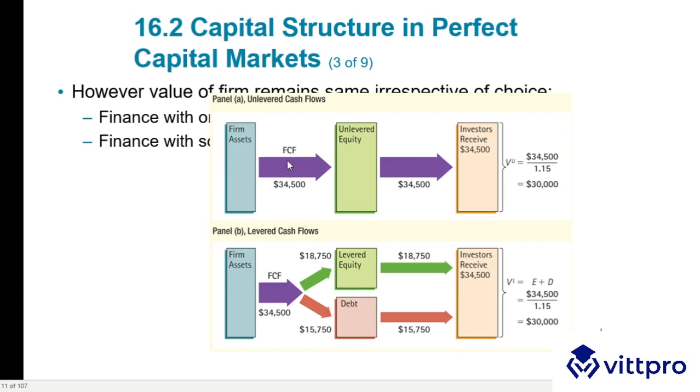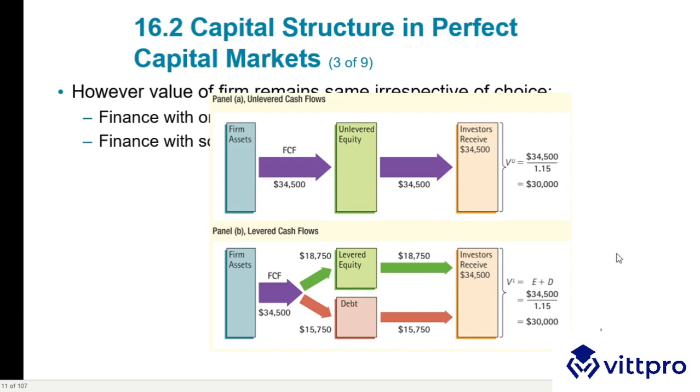Unlevered firm, you have 34,500. That 34,500 goes to the investors, and the present value is 30,000. That's the value of the firm. If the firm's asset is free cash flow of 34,500, now it is split into two parts. One is equity, levered equity. They get 18,750, and the debt gets 15,750. So they flow to the investors, right? Investors still receive the same amount, 34,500, but there are two different types of investors.